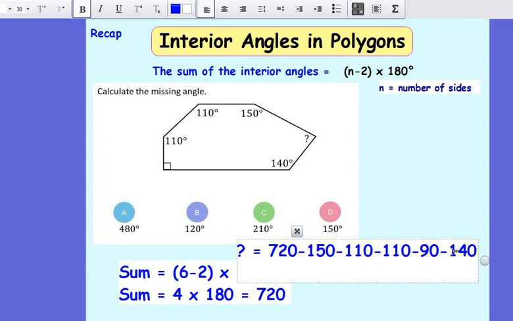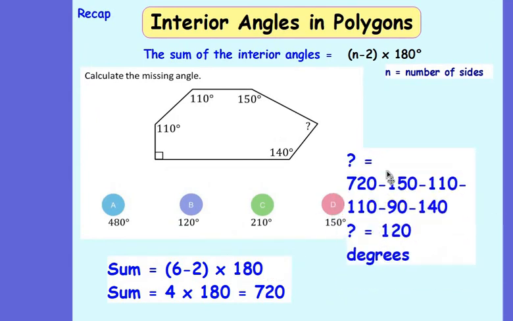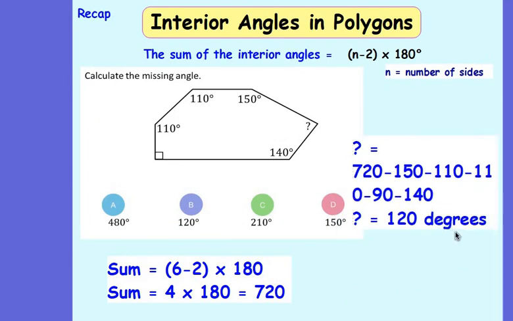So the question mark in this case is going to be what, Jack? 120? Lovely. Is that an option? Yes, it is. Make that a bit clearer. So the answer I was looking for was B.